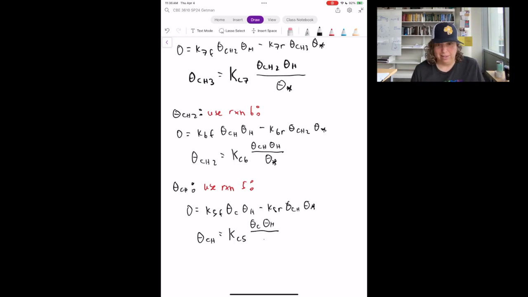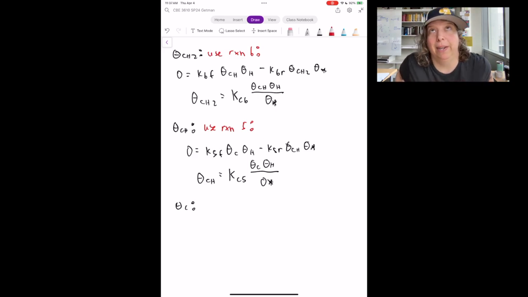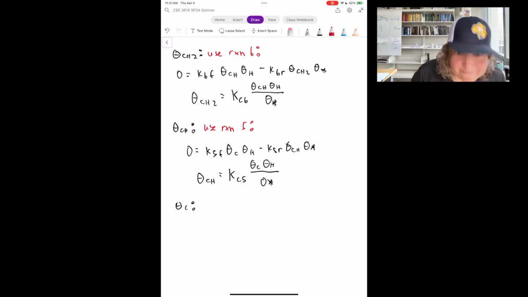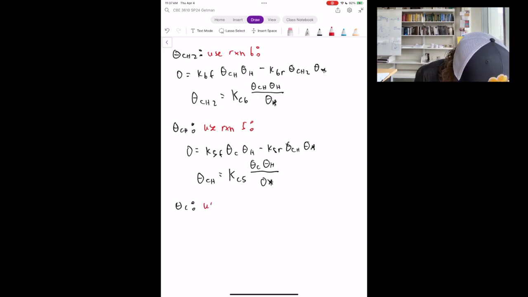Okay, now I need the coverage of carbon. What I'm doing here is I basically want to eliminate all my coverage variables. So every time I get a new one, I have to go back and solve for it. So carbon, that's going to come from reaction 2. So 0.